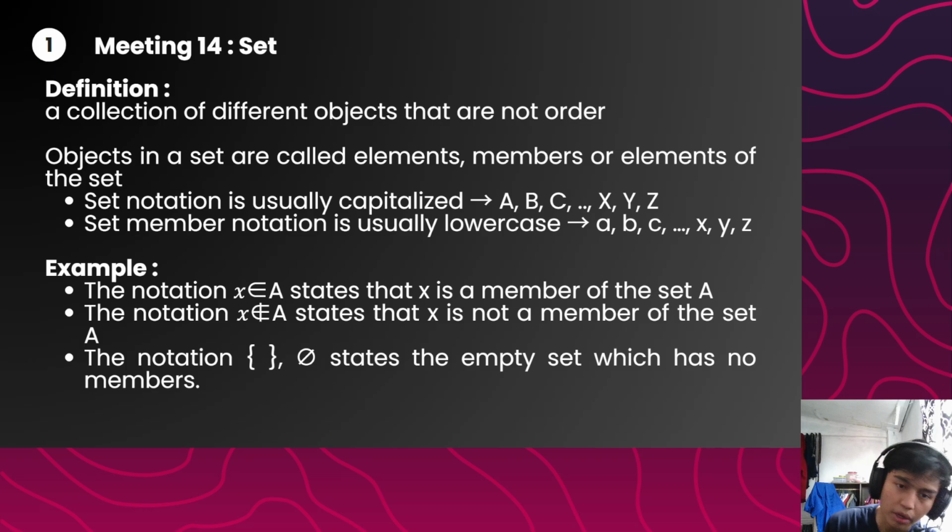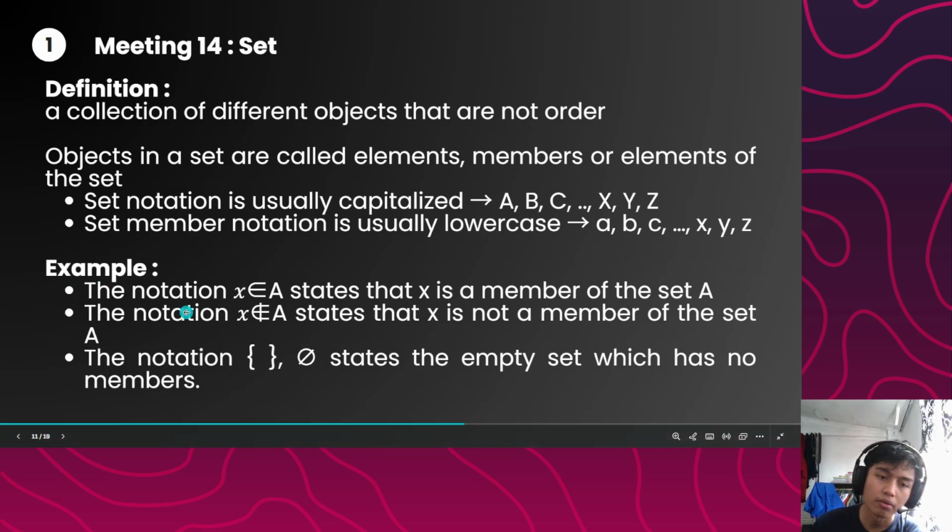That's for my meetings 13, and now we will get to meeting 14, which is sets. A set is a collection of different objects that are not ordered. Objects in a set are called elements or members of the set. Set notation is usually capitalized, like A, B, C and X, Y, Z. And set member notation is usually lowercase, the same alphabet but lowercase.